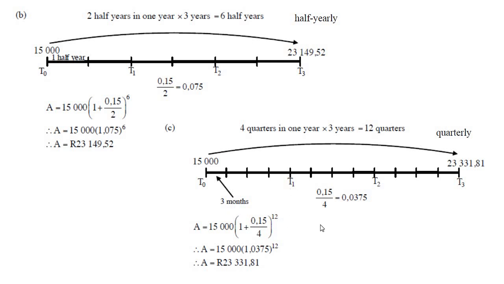Well, 3 years times 4, that's 12 quarters. And you take the interest, 0.15, and you divide by whatever the period is, you divide by 4, and then put it to how many times it compounds, which is 3 years times 4, which is 12. Put that in, and hey, it's getting to be more money. It's another 150 Rand doing it quarterly. We're making more money when you compound more.